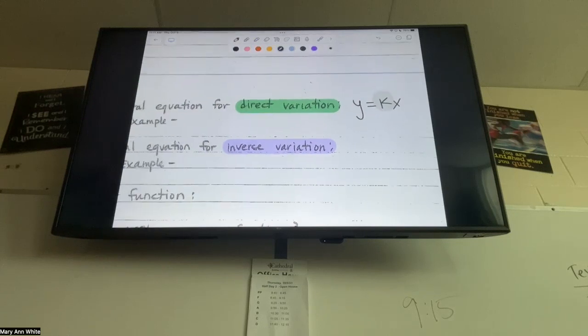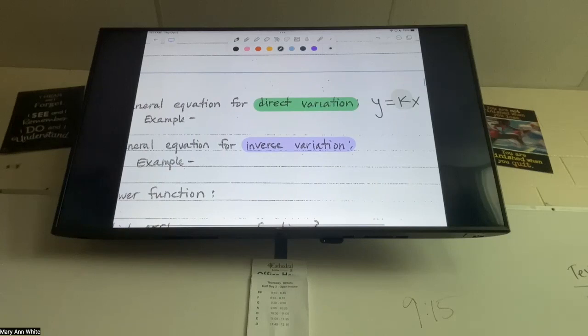A real life example that we may have seen already is area of a circle. Area equals pi r squared. So my constant there is pi. Pi is like an actual number. And we're doing y equals a constant times our x. Your x can have an exponent, that's totally fine. It can have a power, we don't care.